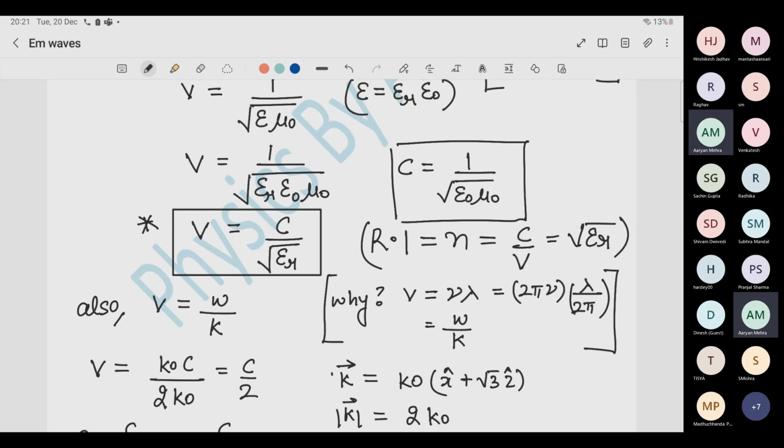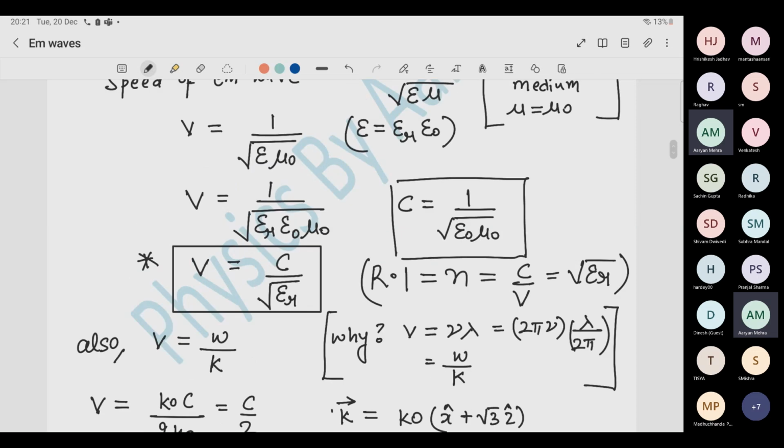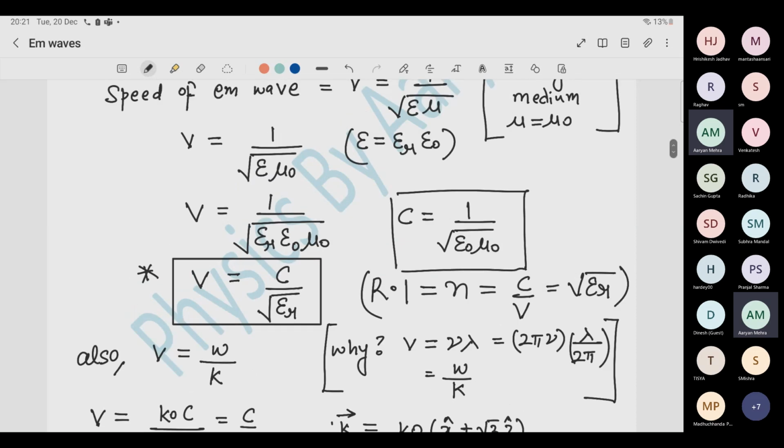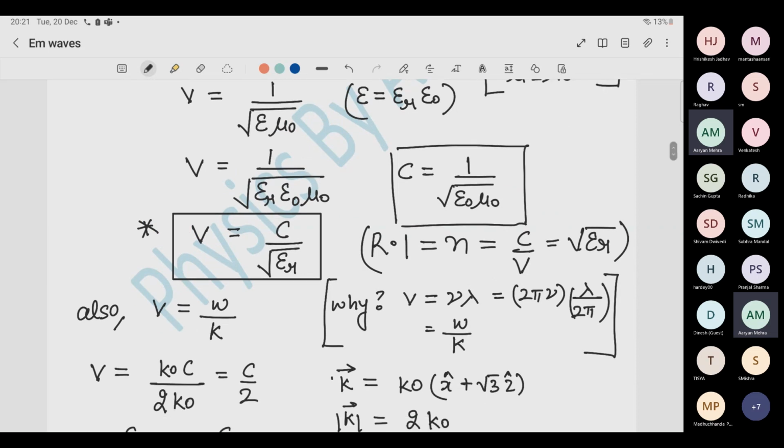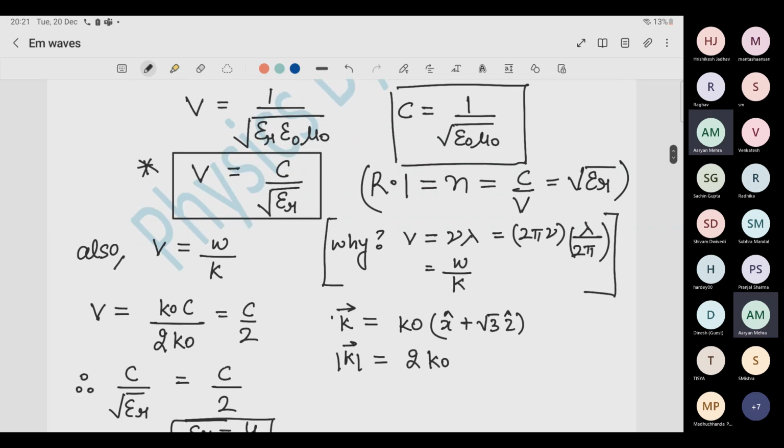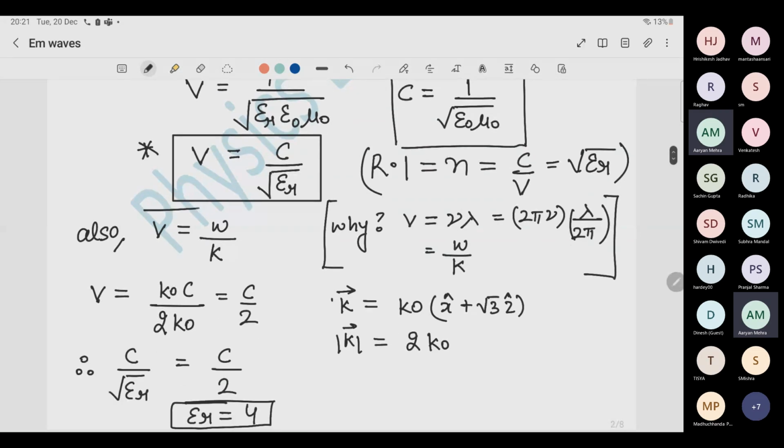We can do that if we can find the epsilon r. Till now we haven't found epsilon r. How do we find epsilon r? This is a general formulation which I have done. I haven't introduced my electric field yet. So what are the parameters of the electric field which connects with the speed? That is omega and k. So another formula for speed of light is V equals omega by k.